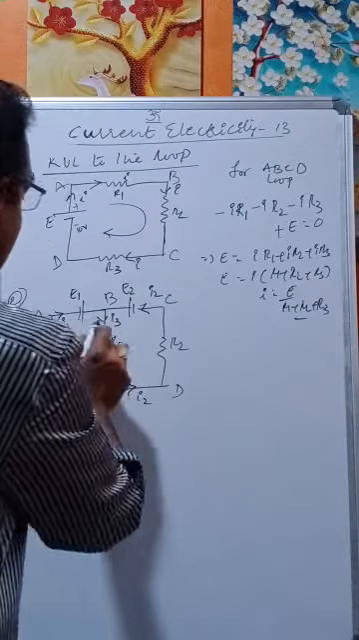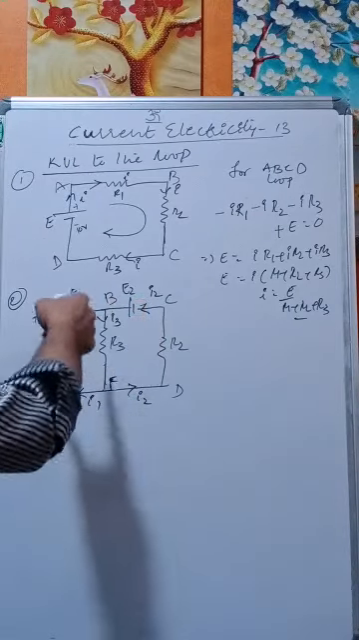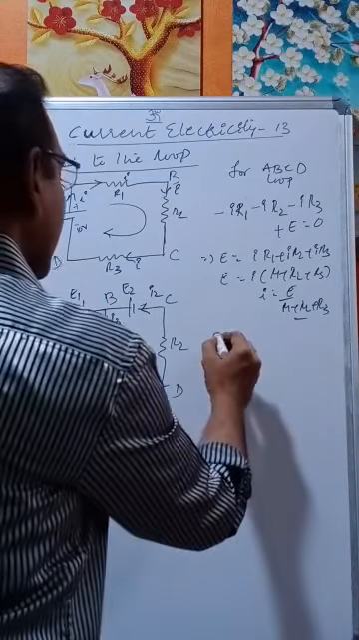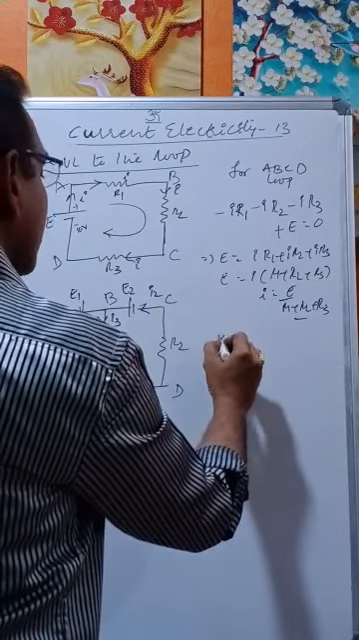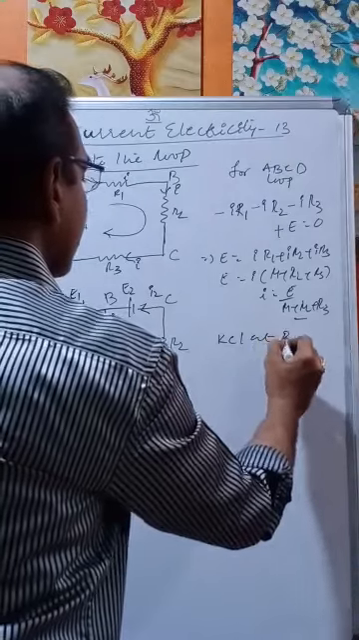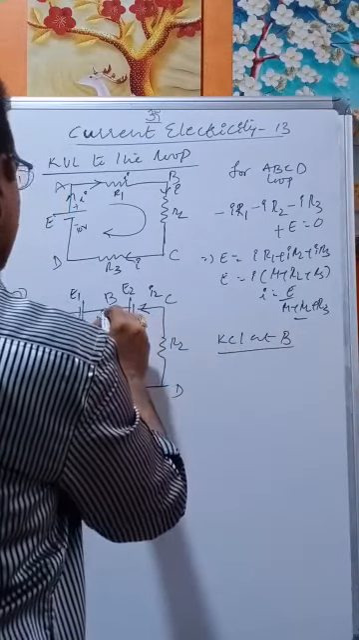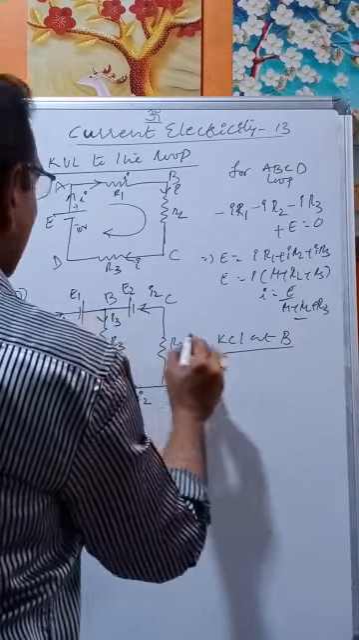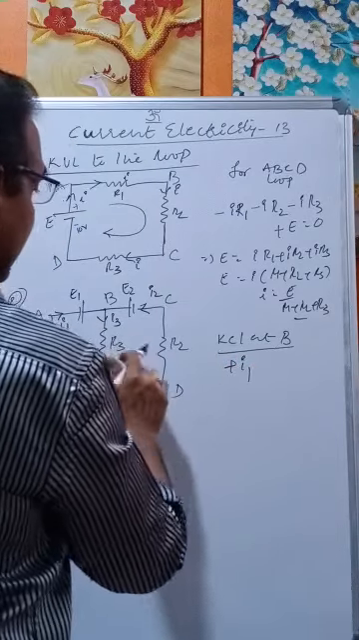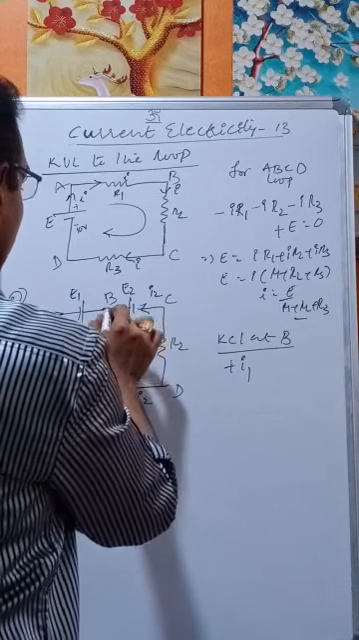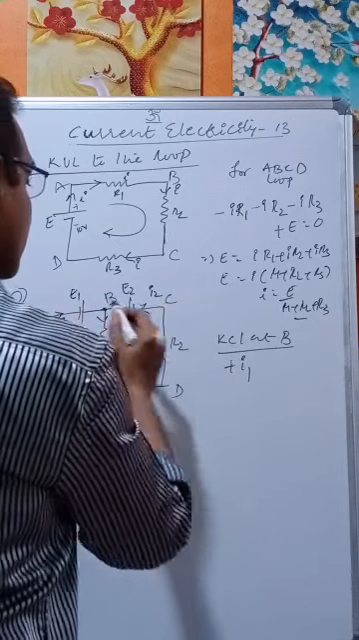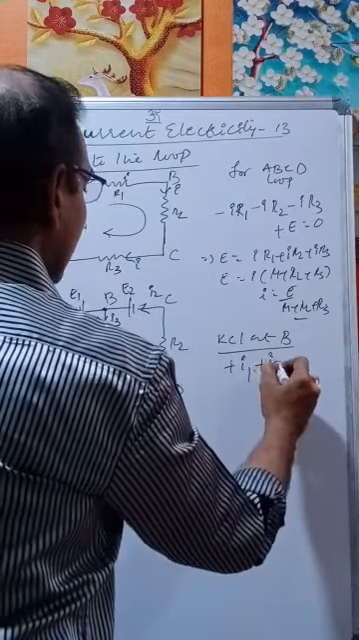Here the current is flowing like this, and here the current is flowing like this. The directions are given. Now, KCL at B. Then what happens? The current I1 is flowing towards the junction, so plus I1. Here comes the current law. At this point, I2 is also moving towards the junction, plus I2.